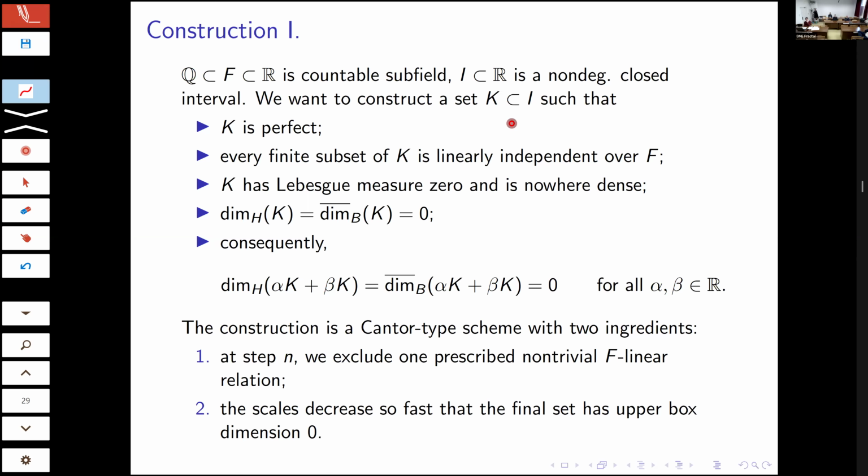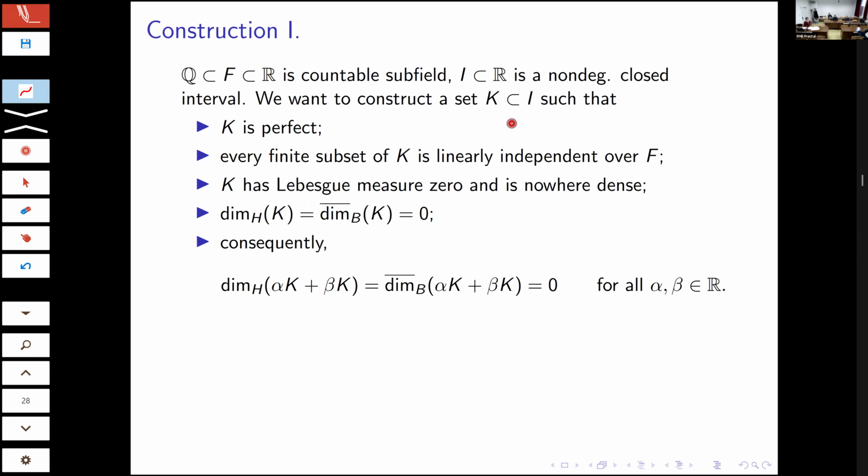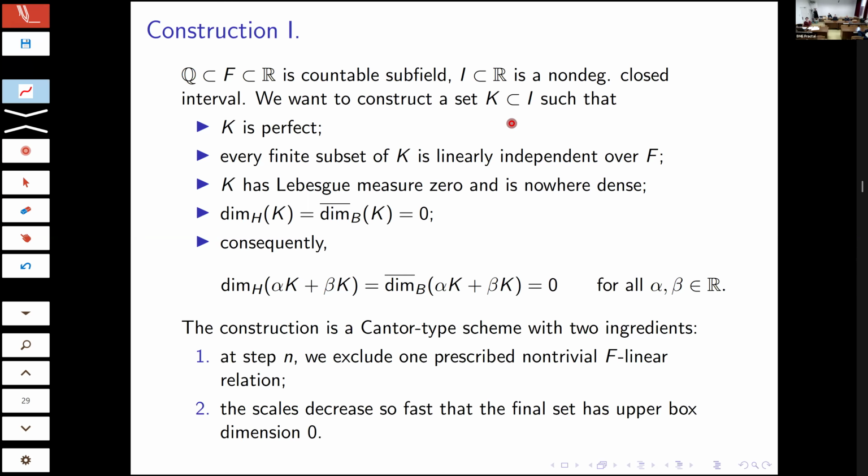Okay, so the construction is a Cantor-type chain with two ingredients. At the nth step, I will exclude one prescribed non-trivial affine relation, and the scale decreases so fast that in the final step, the upper box dimension is 0. What is that affine? Affine, okay.